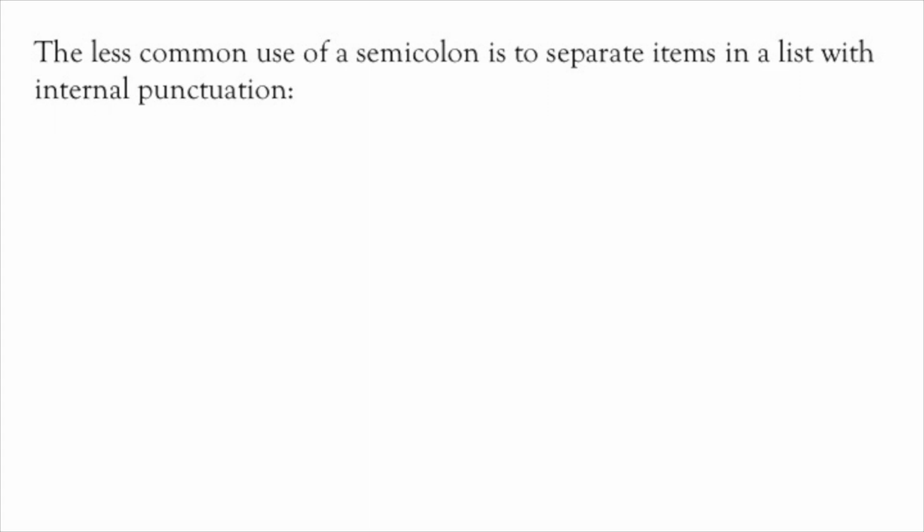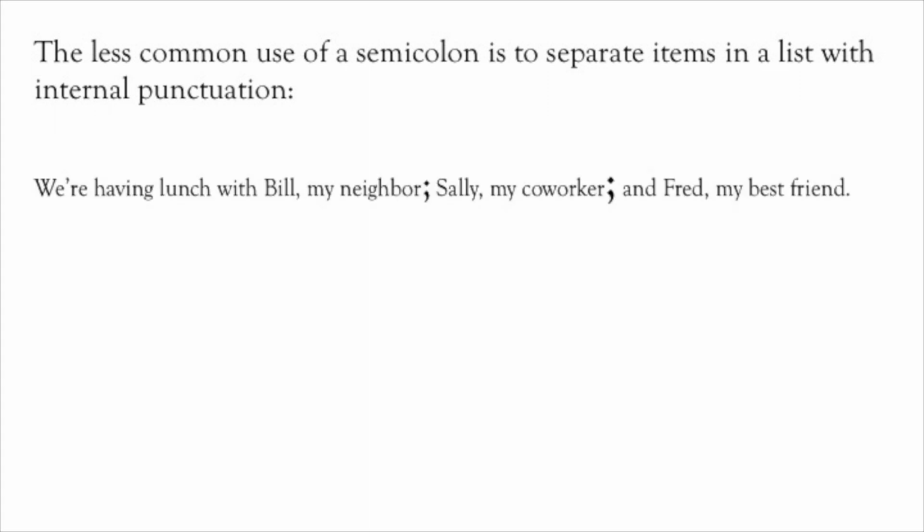This rarely occurs, but you might find yourself writing a list like this someday where you have commas in there for other reasons. So if we look at this example, here we're having lunch with Bill, comma, my neighbor, Sally, comma, my coworker, and Fred, comma, my best friend. Since we have this internal punctuation, we have to put semicolons between the broader items in our list. So we have a semicolon after neighbor and a semicolon after coworker. That's one function of the semicolon, and it gets used very rarely.